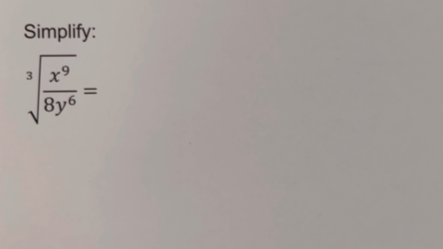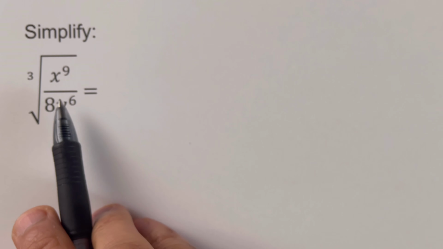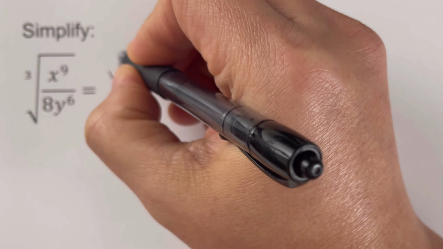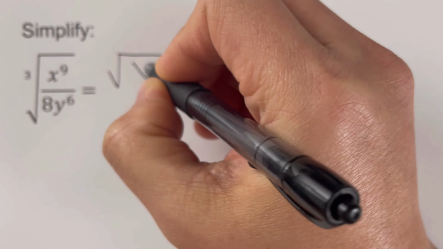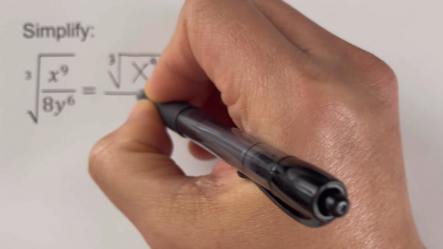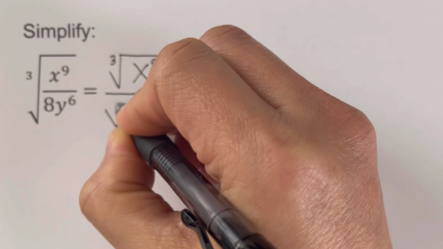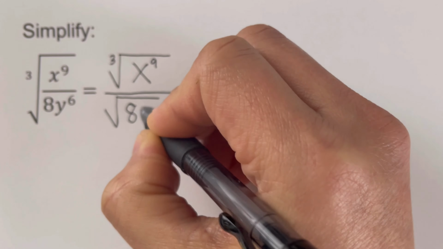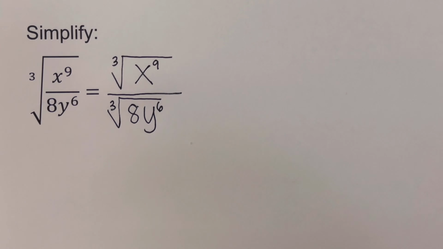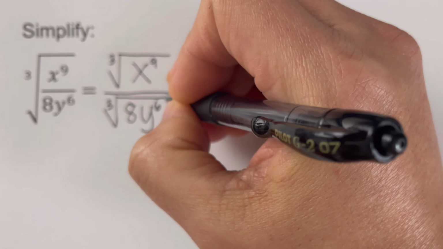Okay, so let's go over the problem here. We can actually rewrite this given expression right here as this cube root of, that's gonna be the numerator, x to the 9th. That's the cube root over, that's gonna be the cube root of 8y to the 6th. And again, this is one of the properties of radicals.